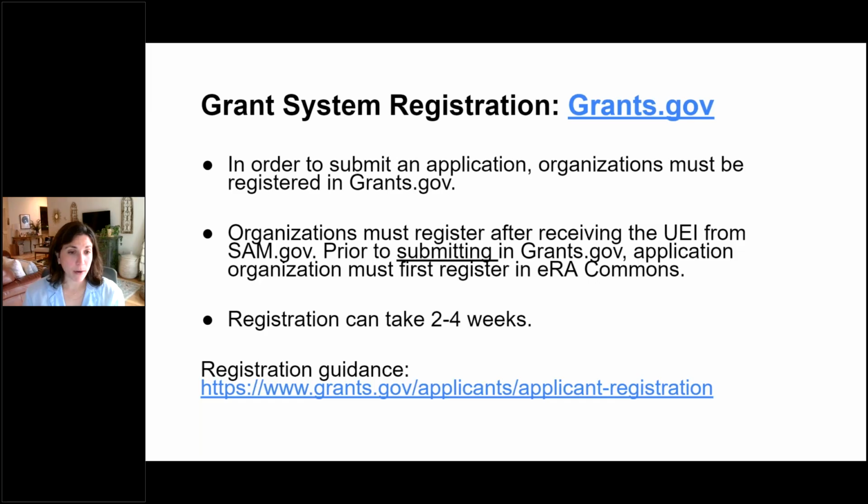The second system is grants.gov. In order to submit an application, organizations must be registered in grants.gov. You can register after receiving that UEI from SAM.gov, so this is something you do after you get the UEI. Prior to submitting in grants.gov, applicant organizations must first register with ERA, which is what I'll discuss next. So you have to register with ERA prior to submitting the application on grants.gov. Registration can take 2 to 4 weeks, and we've also provided applicant registration guidance for grants.gov as well.